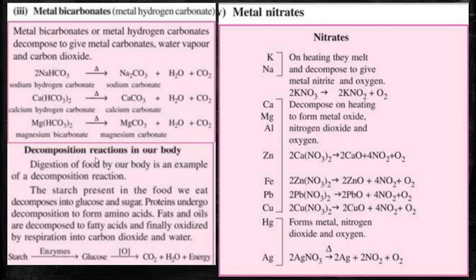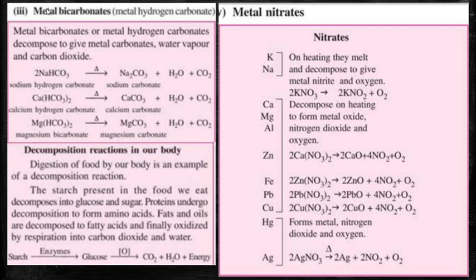Okay, this decomposition reaction naturally occurs in our body. When we take food, the digestion of food is nothing but a decomposition reaction. The food we take into our body, like starch, decomposes into glucose and sugar. The proteins decompose to form amino acids, which build up our body, and the fats and oils decompose to form fatty acids. These fatty acids are stored as energy in our body. So these are a simple way to understand how decomposition reactions occur in our body.